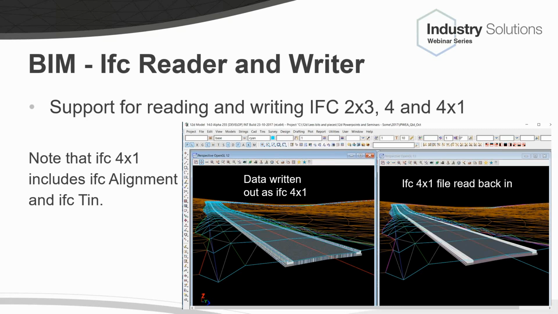Basically, the information on the left there is in 12D Model. I've written it out to IFC and then read it back in. It might have colors in IFC, it just depends how you've set it up. But then you can change things and map them inside 12D Model. So basically, civil data can go out to the newer versions of IFC. And at the moment, they're working on that and adding more things in there.